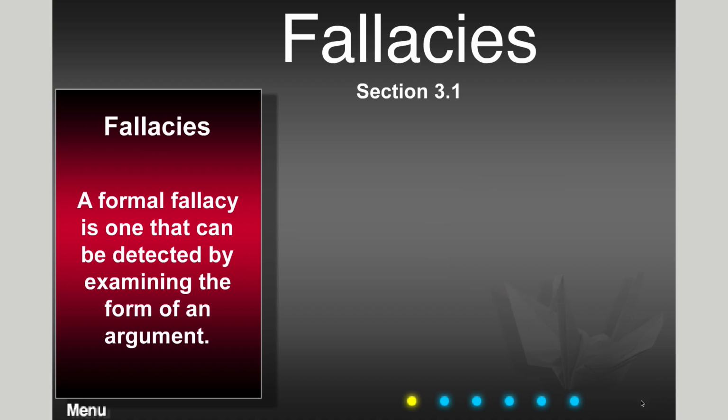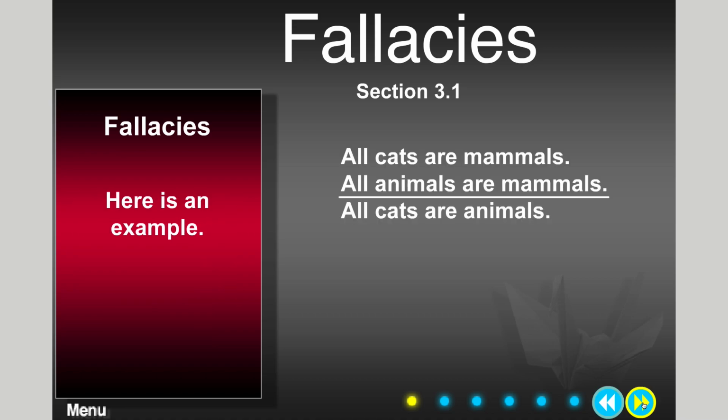A formal fallacy is one that can be detected by examining the form of the argument. This will be much of our work in the middle of the semester. For example, here is a formal fallacy. All cats are mammals, all animals are mammals, therefore all cats are animals. As you should recall, if we've covered it in this course, from Chapter 1, this is a formal categorical syllogism, but it is also invalid, which is to say, it is a formal fallacy.